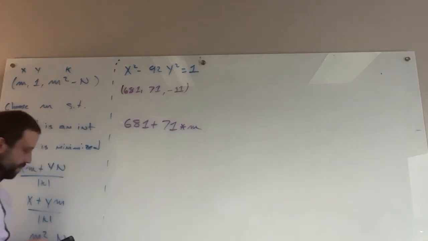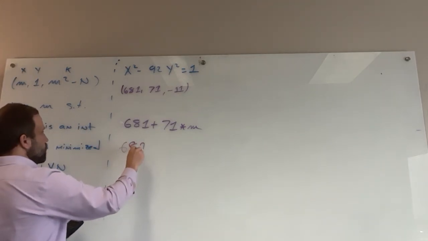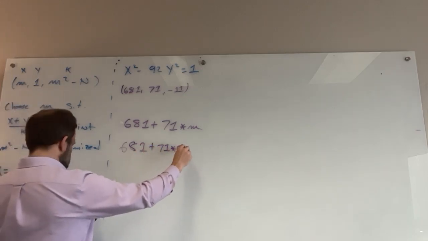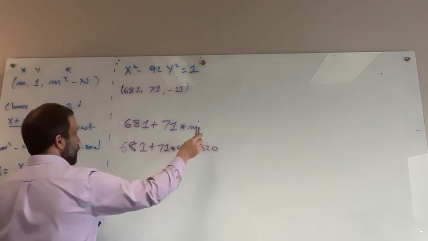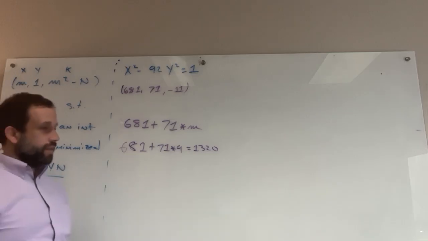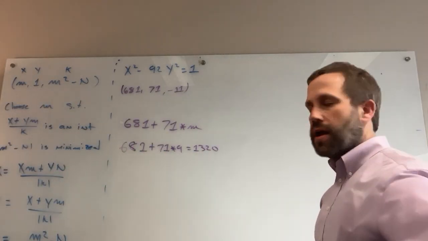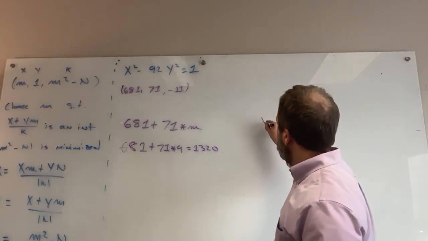Okay, so m equals 9 is going to give us 681 plus 71 times 9 is equal to 1320. Okay, and that's divisible by 11. That's the closest integer that we can get. 81 is the closest square to 92, and maybe you guys are thinking ahead. This is great news for us.